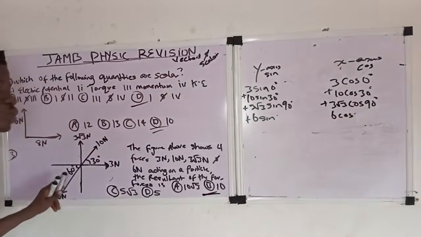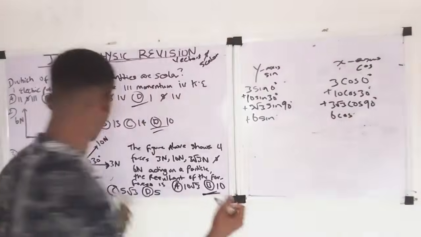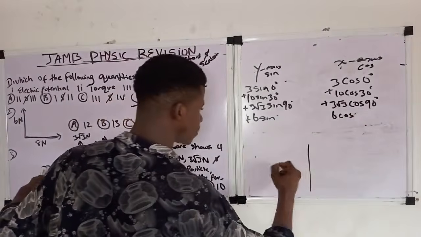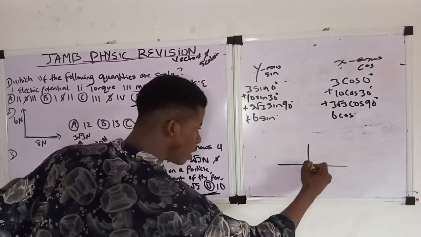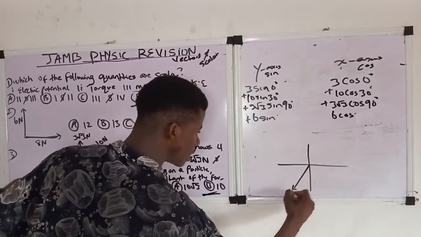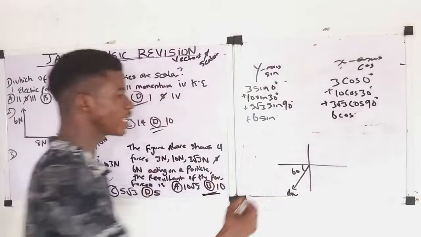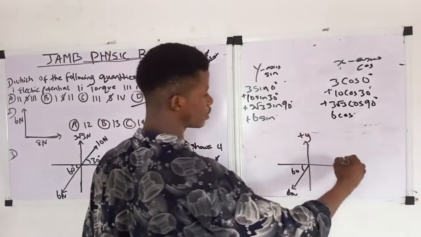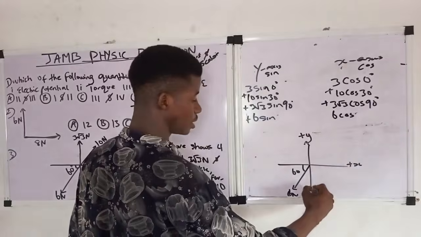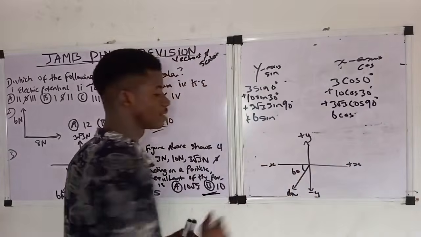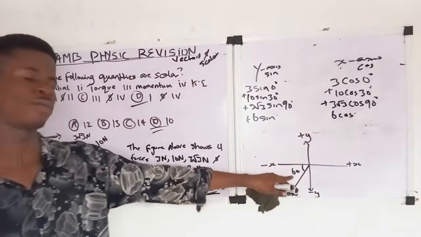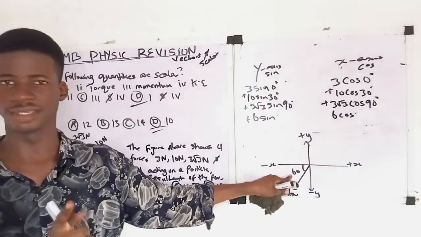Now when it gets to somewhere like this, if you draw the angle, let's do it. This is the x-axis then. So this is 6 Newton, then this is the angle 60, right? Yes. Now remember, this is positive y-axis, this is positive x-axis, this is negative y, this is negative x, right? Yes. Now look at the angle very well. 60 degrees, right?